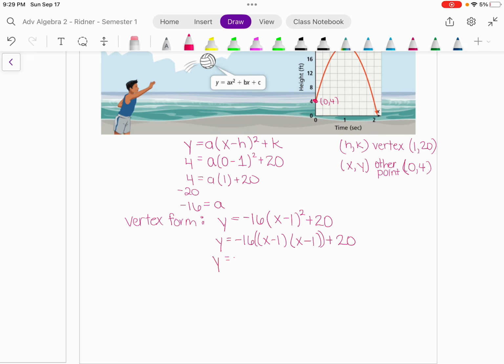So maybe you learned the word FOIL. Maybe you just learned the distributive property. Maybe you did the box method. So if you're used to the box method here, by all means do the box method as well. So x times x is x squared. x times negative 1 is negative x. Negative 1 times x is negative x. Negative 1 times negative 1 is positive 1. So I'm just simplifying.